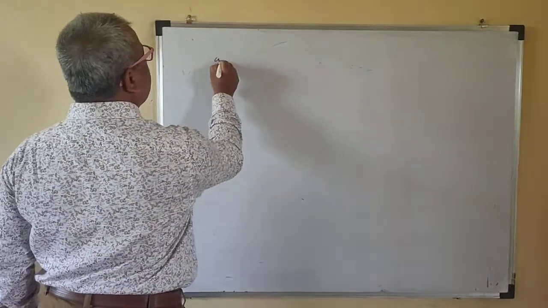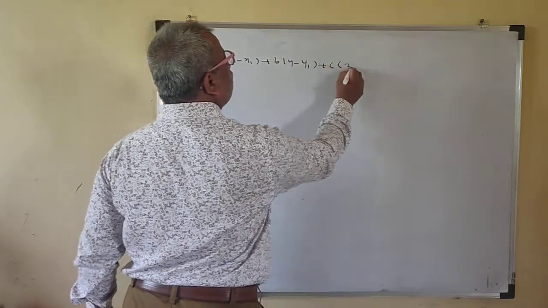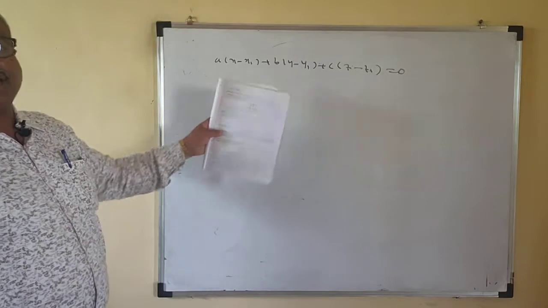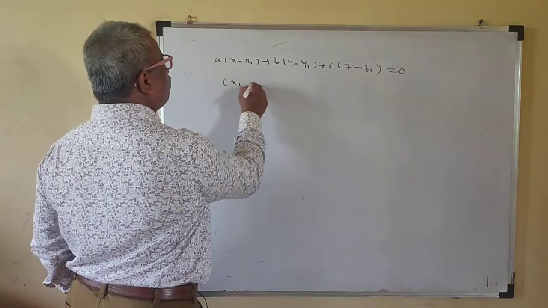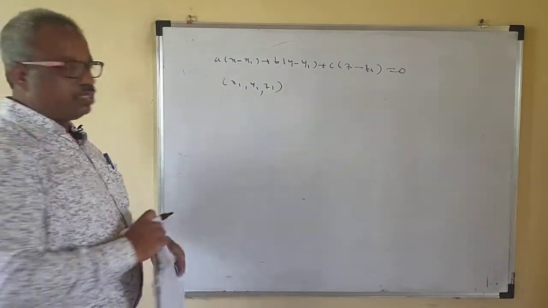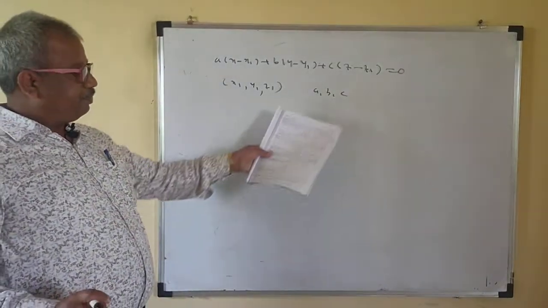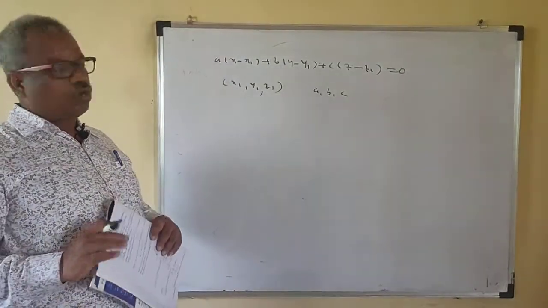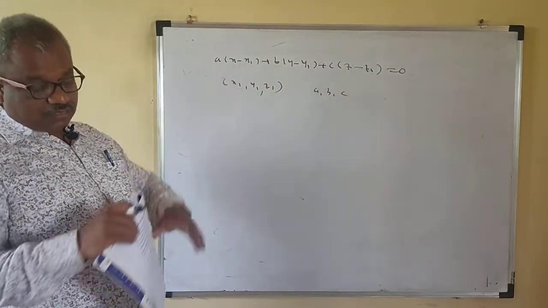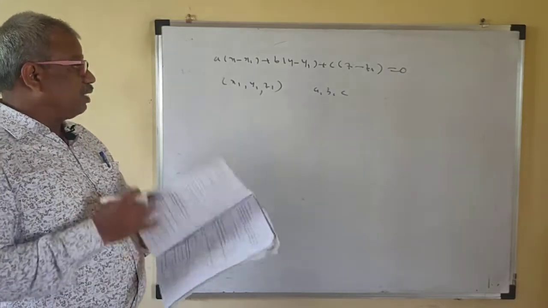Now suppose we are given a(x minus x1) plus b(y minus y1) plus c(z minus z1) is equal to 0. This is the equation of a plane passing through (x1, y1, z1), and a, b, c are the DRs of the normal to the plane. That means this represents the equation of a plane passing through (x1, y1, z1).